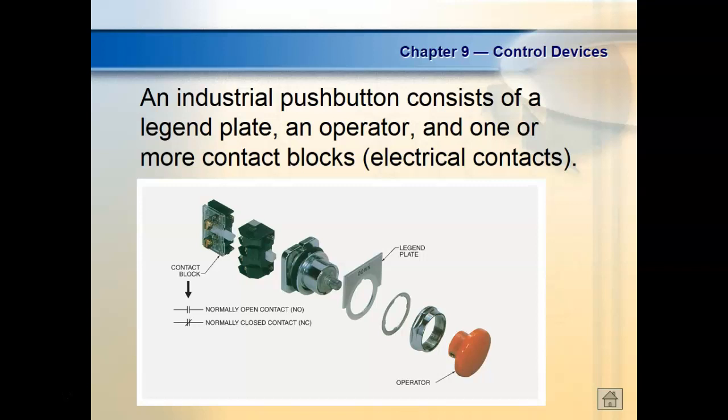So this is the makeup of a push button. They normally have a legend plate on it. And what does that legend plate probably tell the operator? Yeah, what the switch does. And one or more contact blocks. With most of your industrial switches, you can basically add almost as many contacts as you need.